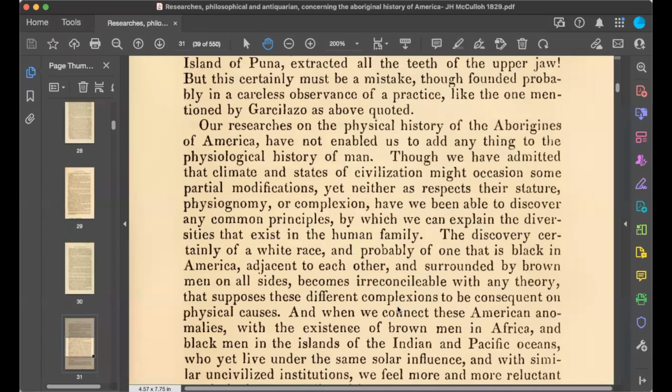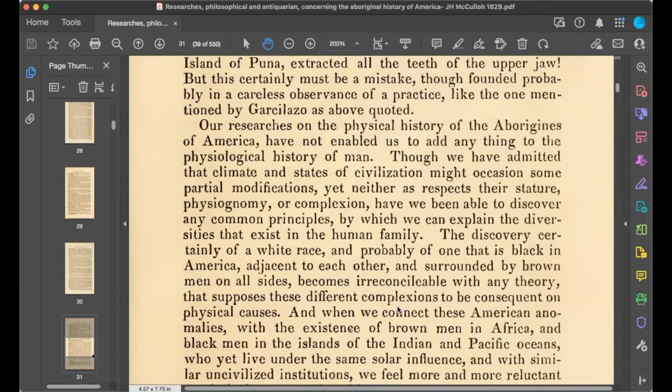Our researches on the physical history of the Aborigines of America have not enabled us to add anything to the physiological history of man, though we have admitted that climate and states of civilization might occasion some partial modifications, yet neither as respects their stature, physiognomy, or complexion. Pay attention, he's telling you that weather, climate, and wherever they live has nothing to do in general with their height, their physiognomy, or their complexion.